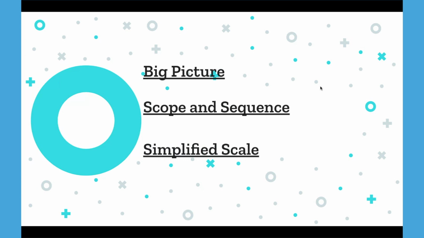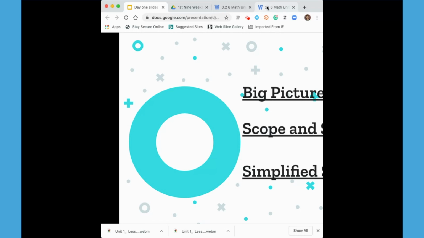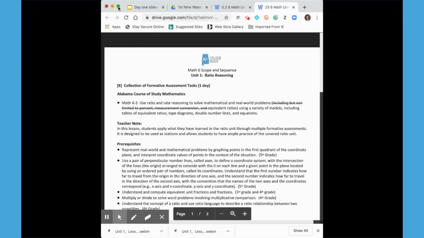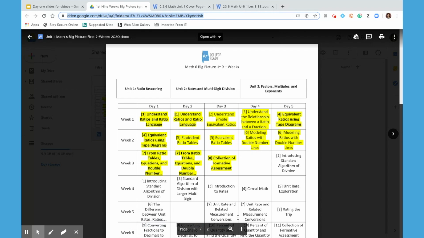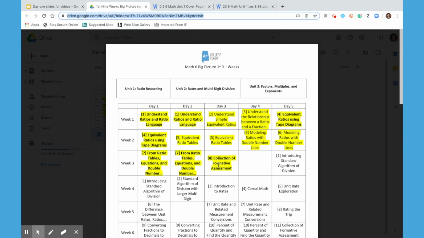Now, the big picture, the simplified scale and scope and sequence, let's go ahead and look at those. We have the big picture, which is here. And this is the collection of formative assessments, which is that very last day. As you glance through, you can see what students have done prior to. They've accomplished all of the models that are in the course of study. And the very next day is when they'll have their formative or summative assessment, which they will be ready for.